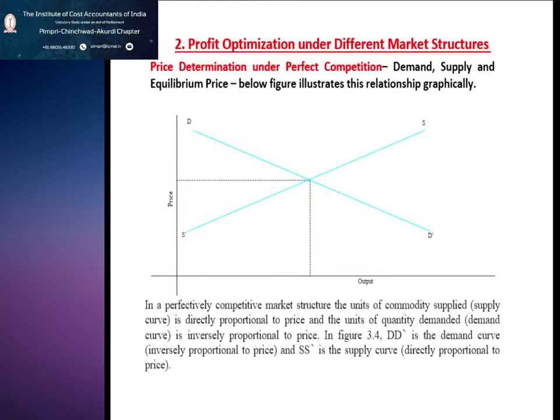If in a perfectly competitive market structure, the units of commodity supplied, that is the supply curve, is directly proportional to the price, and the units of quantity demanded, or the demand curve, is inversely proportional to price. So DD is the demand curve inversely proportional to the price and supply is the supply curve directly proportional to the price.